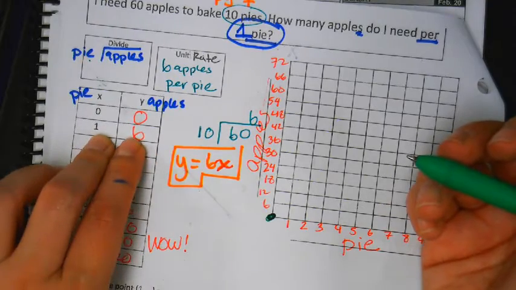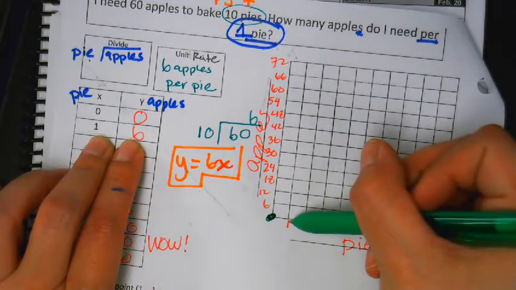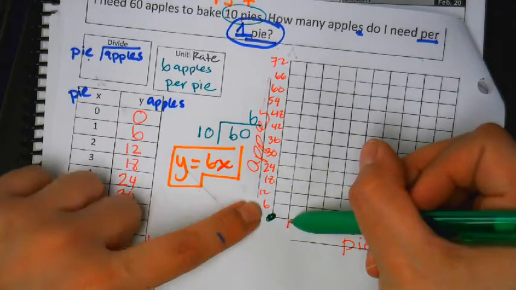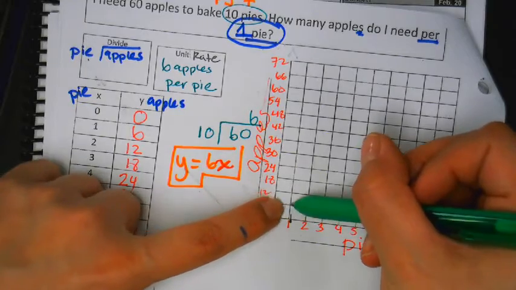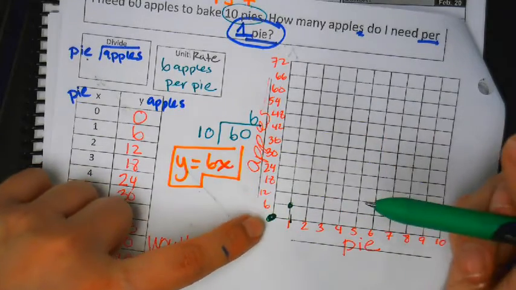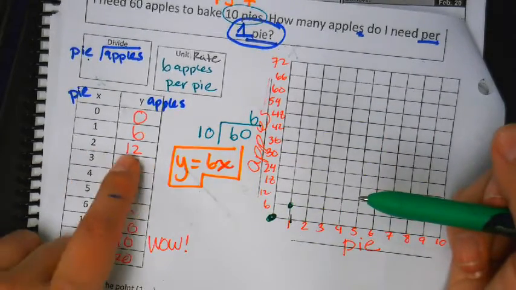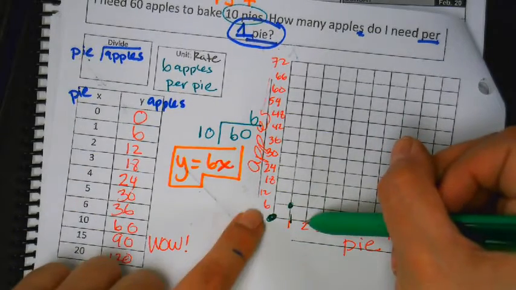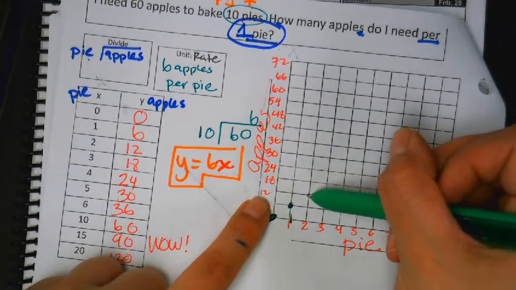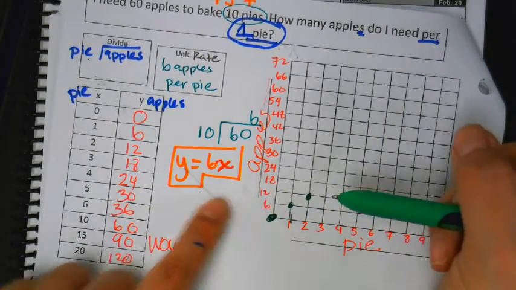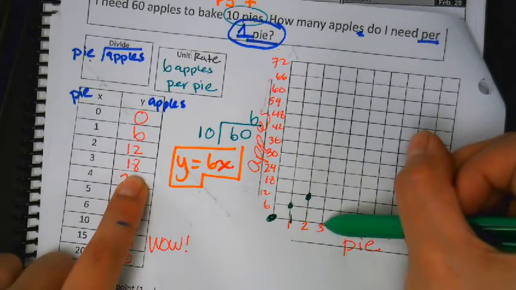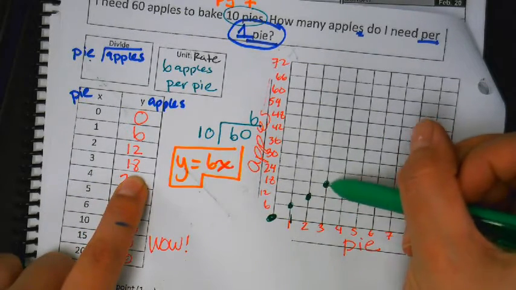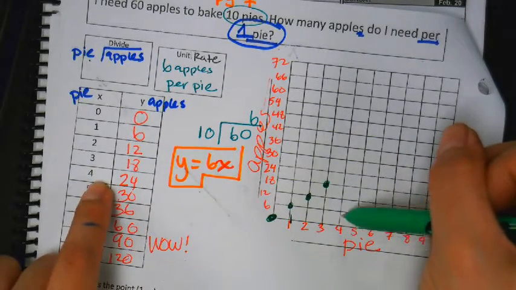1, 6. So we're going to go to 1, and then we're going to go to 6. Oh, it's right there. Where do they meet? In this little corner. We put a big dot. The next one is 2, 12. So we go to 2, then we go up to 12. Oh, there it is. Put a dot. 3, 18. Go to 3, up to 18. Put a dot. 4, 24.